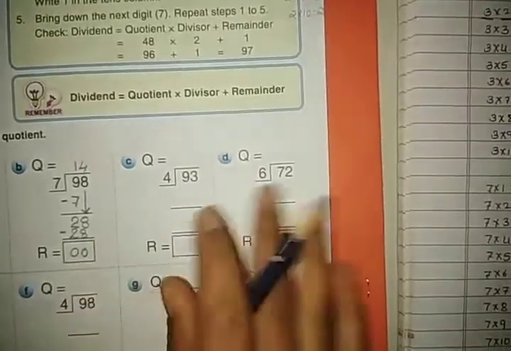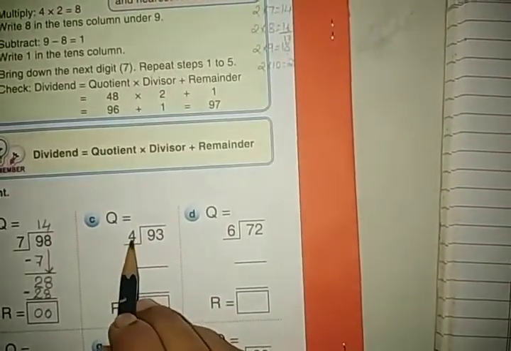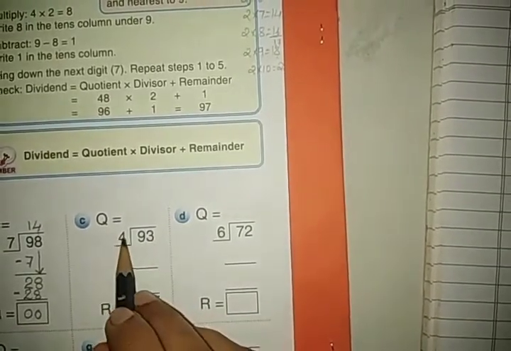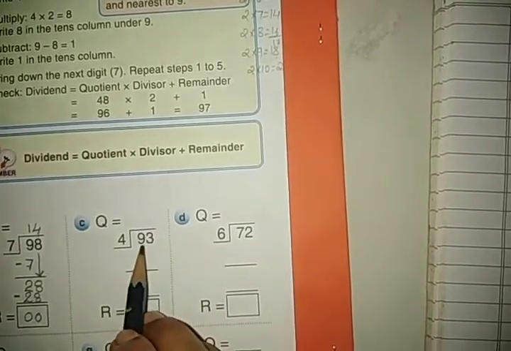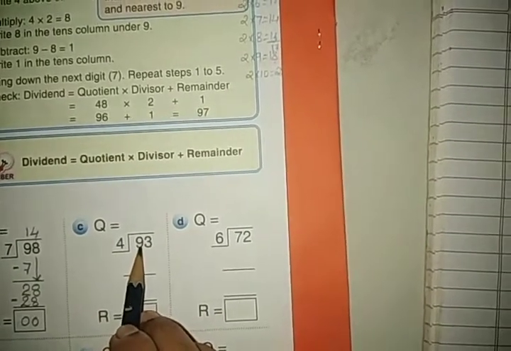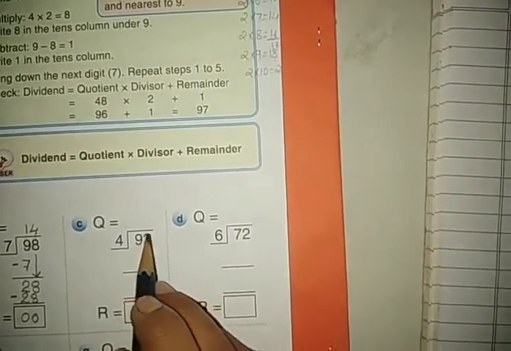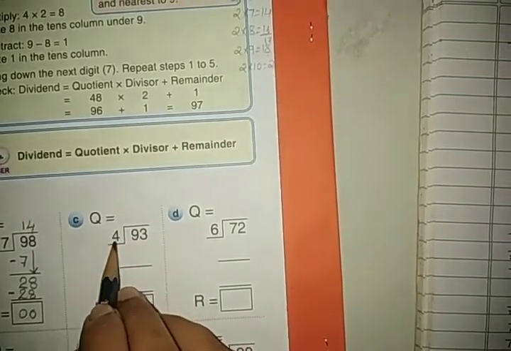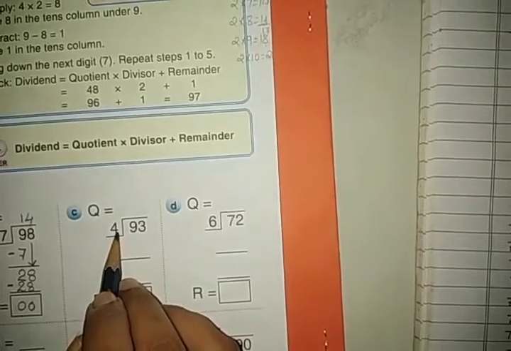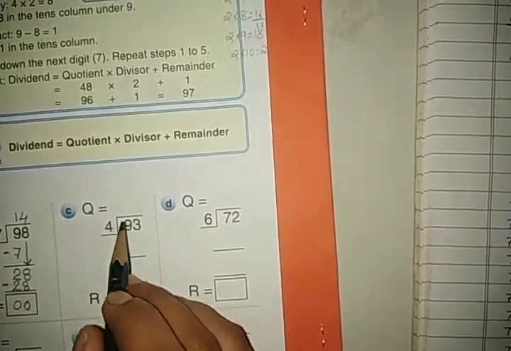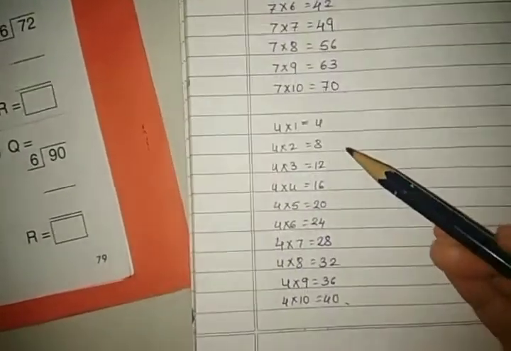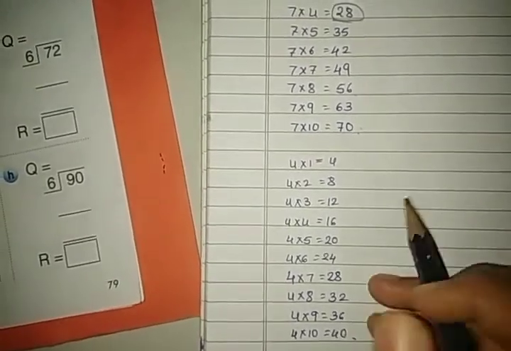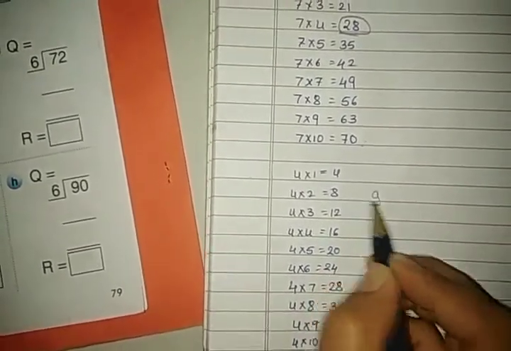Now we'll solve one more sum. 4 is the divisor and 93 is the dividend. 4 tens are 40 is the last number and 40 is smaller than this 93. In this case we have to divide the number in the tens place first. Check whether 9 is in the 4 table. Write down the 4 table and check. In the 4 table 9 is not there, and the smaller and nearest number for 9 is 8.